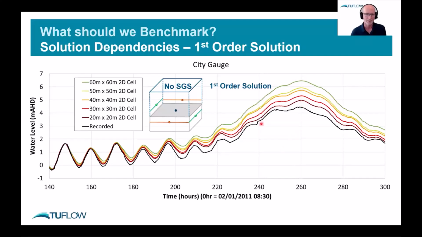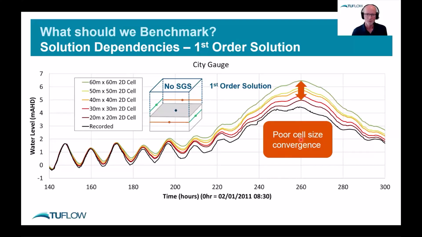So you can see there that the results from those different simulations are quite different, that you haven't really converged on a solution yet. You're heading in the right direction, but we need to keep making that cell size smaller and smaller, which may become unmanageable. So we have what we call poor cell size convergence.